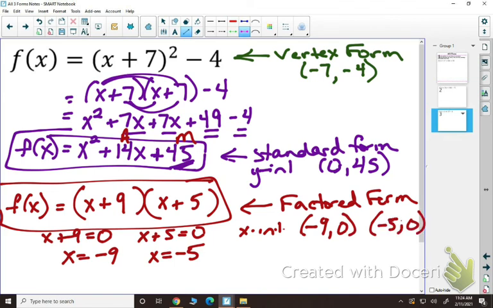And voila. Again, in each one, you're going to find the three forms. One is going to be given to you. You need to identify which one that is and find the missing two, as well as the y-intercept, the x-intercepts, and the vertex.